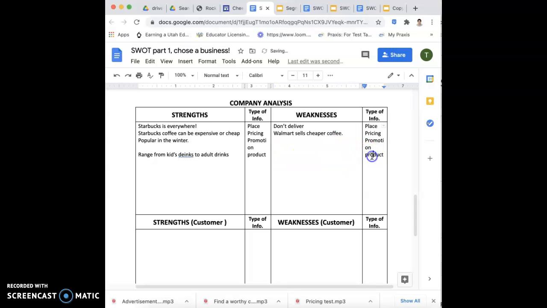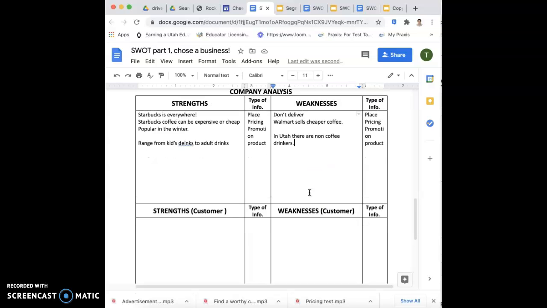But product, there's a huge weakness on their product, which is in Utah, there are non-coffee drinkers, and there's a lot of members of the Church of Jesus Christ of Latter-day Saints. So that is a product weakness, that they probably don't offer non-caffeinated drinks because they're a coffee store. So that could be a weakness.